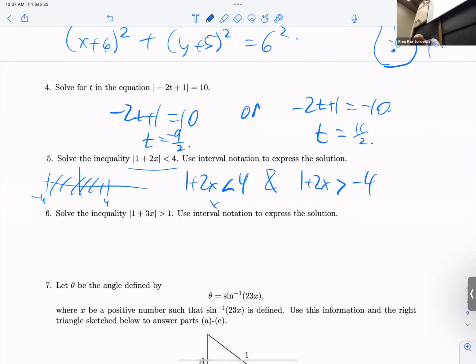Okay, so that means x is less than 3/2, and x is, I subtract 1, that's -5, it's at least -5/2. Express the answer in interval notation. Got it, that's -5/2 and 3/2. And do I want open brackets or closed brackets? This is a strict inequality, so I want open brackets. Done.